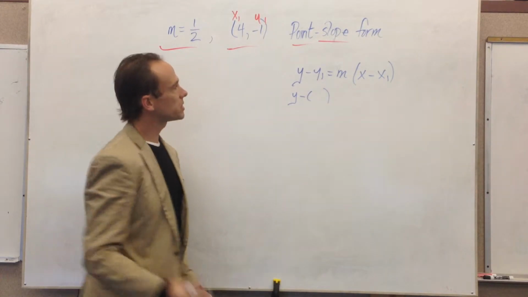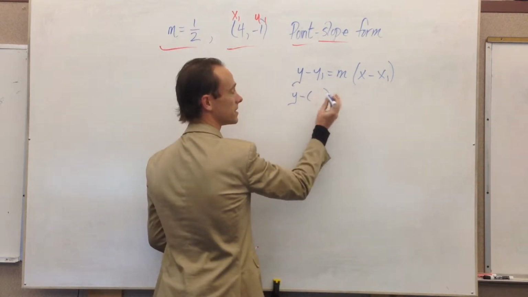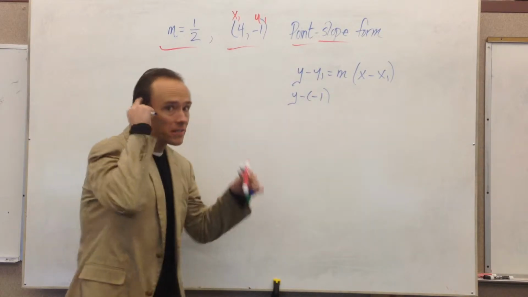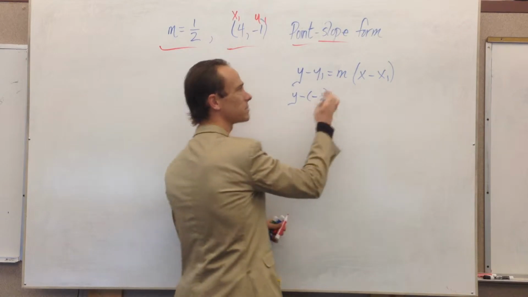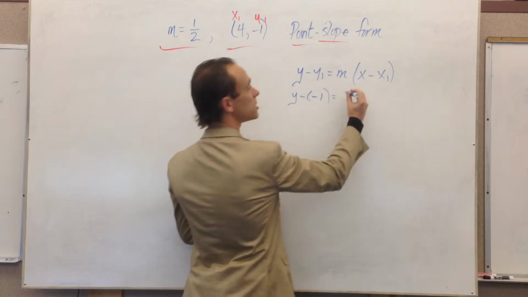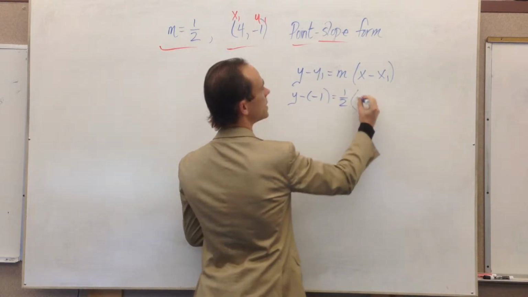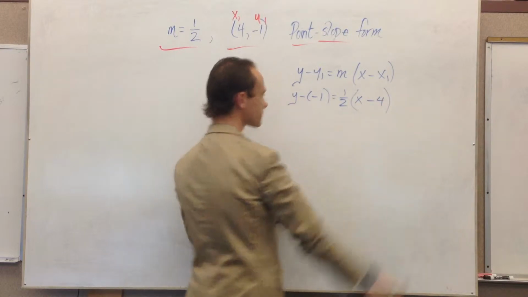Alright, so what is y1? y1 is negative 1. You could even read this as the opposite of y1 and just go straight to positive, but no, I'm going to do that. Alright, so the slope is 1/2 times (x minus 4).